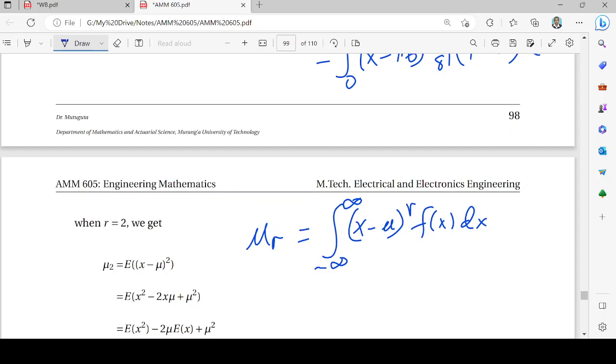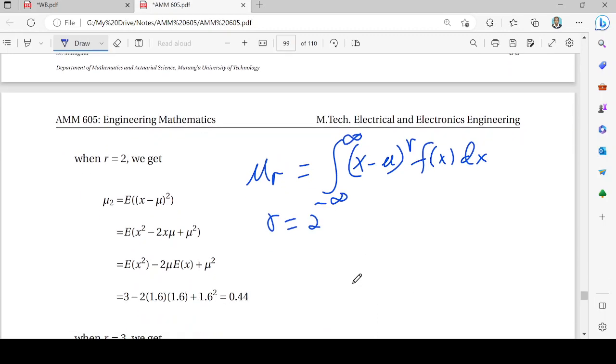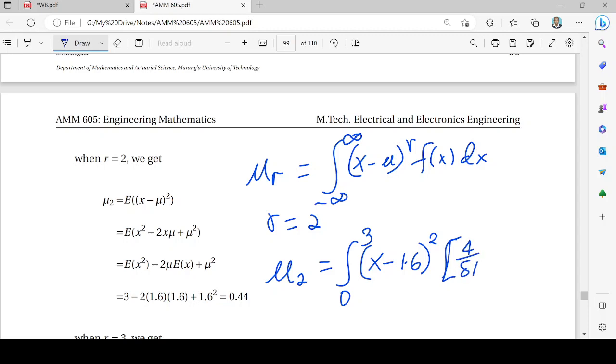So when r is 2, and the integral is over the non-zero values of the function, between 0 and 3, we shall write mu 2 is equal to the integral from 0 to 3 of (x minus 1.6, which is our mean) raised to the power of 2, times f of x, which is 4 over 81, multiplying x into (9 minus x squared). And we integrate with respect to x.